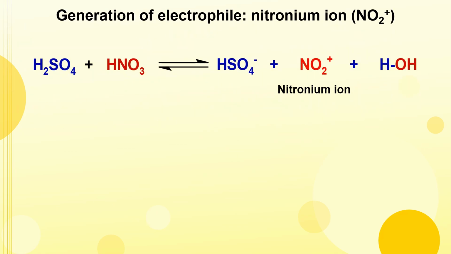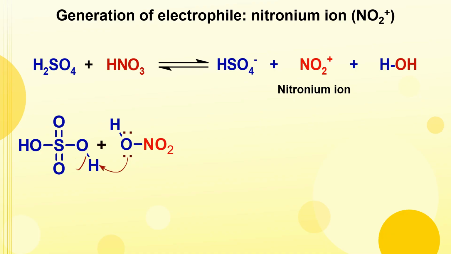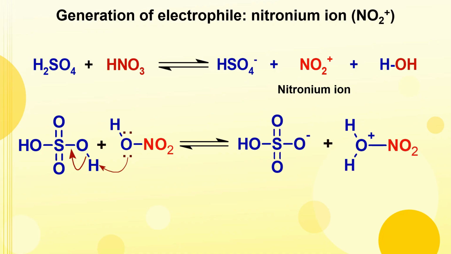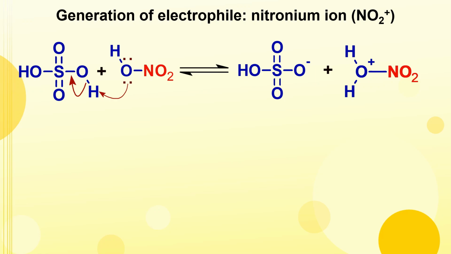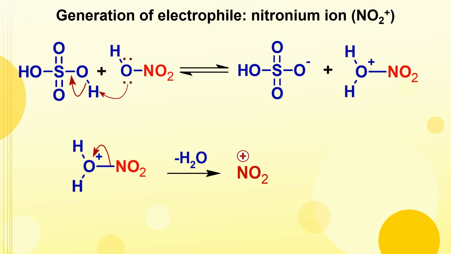Let us understand the steps involved in the generation of electrophile. In the presence of sulphuric acid, nitric acid acts as a base and accepts a proton. This is an example of a Lewis acid-base reaction where sulphuric acid donates a proton and nitric acid accepts it. The resulting protonated nitric acid is unstable and loses a molecule of water. This leads to the formation of nitronium ion NO2+, the key electrophile involved in the nitration of benzene.